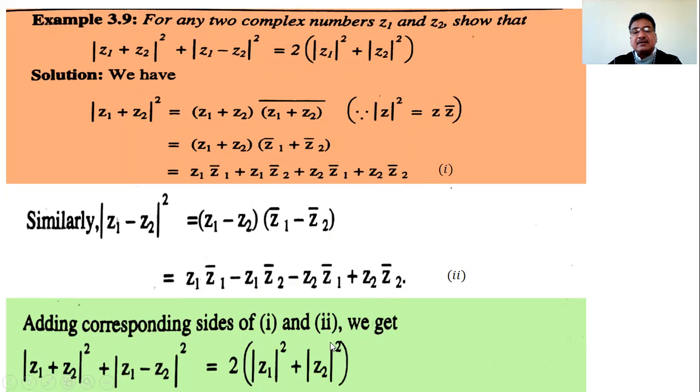So write first that, and then Z1 into Z1 bar is mod Z1 square. So we have 2 times mod Z1 square, write that one more step, and Z2 into Z2 bar is 2 times mod Z2 square. Take that 2 common, we have 2 times (mod Z1 square plus mod Z2 square). So write one more step here.